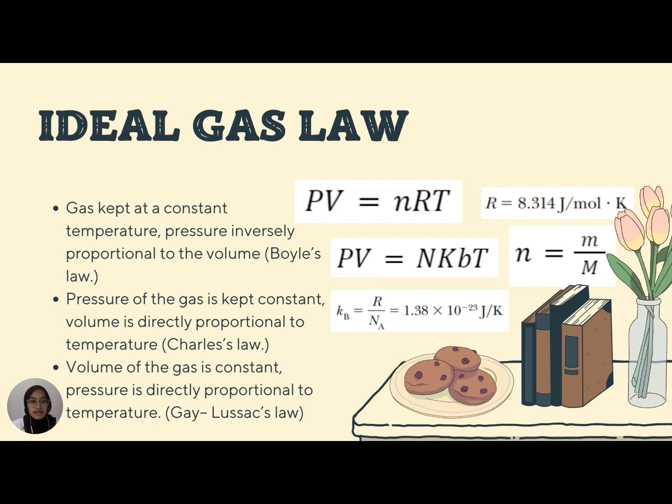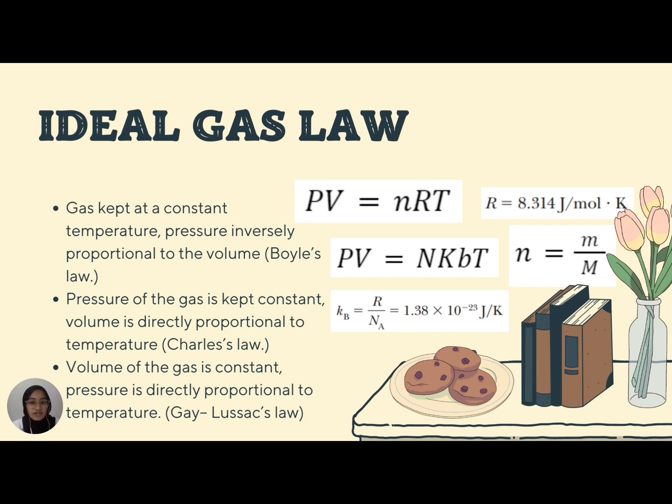The first one is that for a gas kept at a constant temperature, pressure is inversely proportional to volume. This is described as Boyle's law. The second is Charles' law, where pressure of the gas is kept constant, so the volume is directly proportional to the temperature. The last one is Gay-Lussac's law, where volume of the gas is constant and pressure is directly proportional to the temperature. These three observations are summarized by the equation of state for an ideal gas, PV = nRT, where R is the universal gas constant, 8.314 J/mol·K.